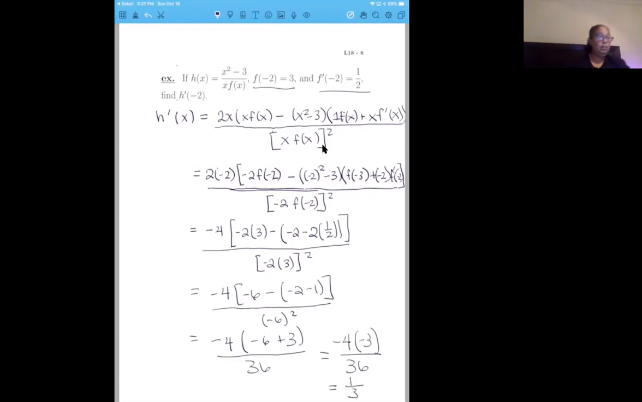All right. Hopefully my arithmetic's right. My calculus, I'm pretty sure is right. My arithmetic, maybe not. All right, so we had to use the quotient rule. We also had to use the product rule. All right, let's try a similar example.